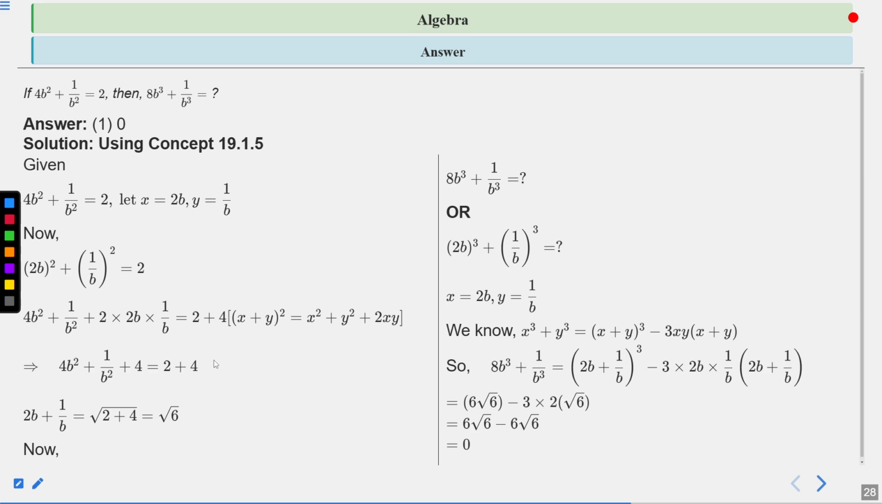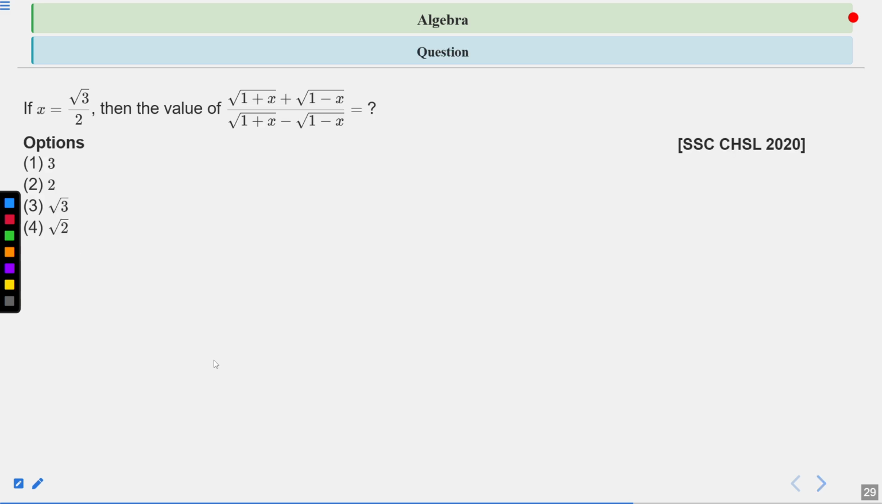Next one. If x equals root 3 by 2, then find the value of under root 1 plus x plus under root 1 minus x, whole upon under root 1 plus x minus under root 1 minus x. This question was asked in the SSC CHSL exam in 2020. There are 4 options. First one is 3, second is 2, third one is root 3, fourth one is root 2. Now you have 10 seconds to analyze the question. Your time starts now.